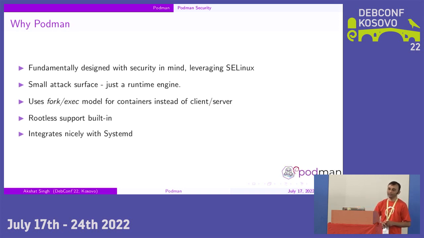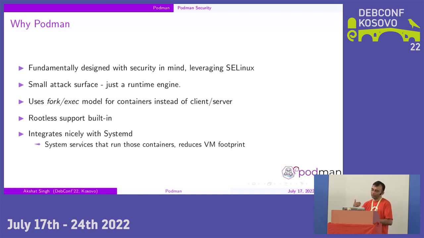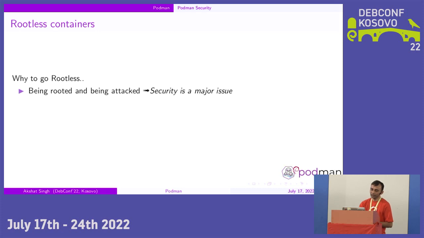Why Podman? As I mentioned again and again, it's fundamentally designed with security in mind. So it leverages all the SELinux features. If we are using a rootless container, then we have a small attack surface because it's just a runtime engine. There are no daemons running, and no client-server going on. So rootless support is built natively into it and integrated with systemd so that those services can run those containers. We don't have the overhead of a VM. Running as root, like in the case of Docker, is a major security issue. Here chances are very small for that.